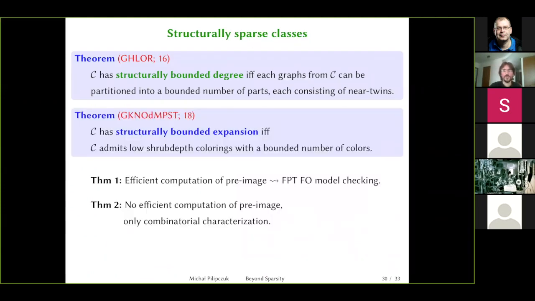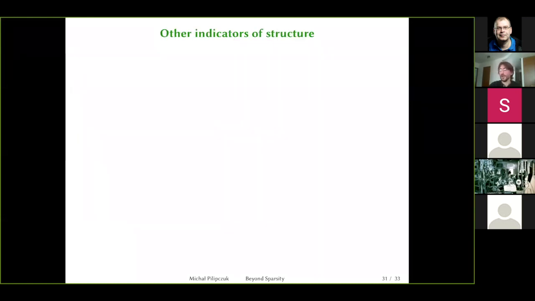So without going much into the details, actually during the last few years, we managed to get a good structural understanding of what structurally bounded degree classes and structurally bounded expansion classes are, in terms of precise combinatorial characterizations. In the setting of structurally bounded degree classes, this actually gives us an FPT model checking result. For structurally bounded expansion classes, unfortunately not, because the characterization is purely combinatorial and existential. Yeah, we still do not know how to get the preimage, which would be necessary for getting the FO model checking tractability.